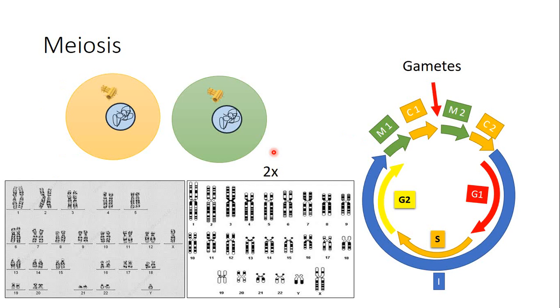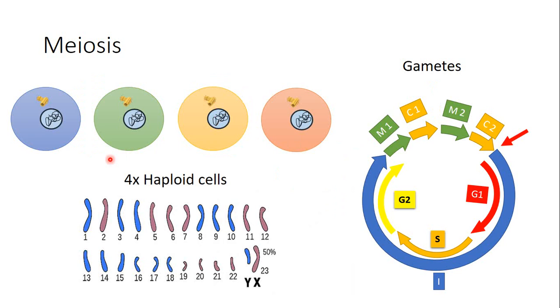After the first meiotic phase, the two chromosomes are separated from each other, so I don't have pairs anymore, but I have chromosomes made up of two sister chromatids. And then at the end of the second meiotic phase, I get 4 haploid cells. Haploid means that there are no pairs anymore, just single chromosomes. So the 4 haploid cells are non-identical, and every one of these has 23 chromosomes.